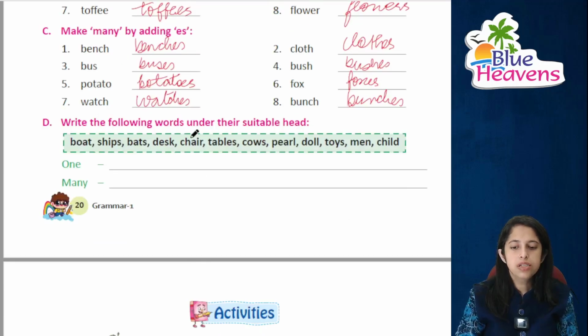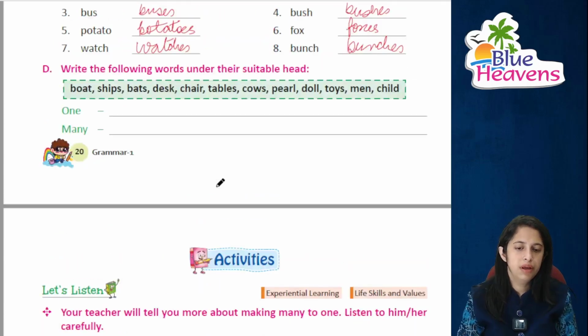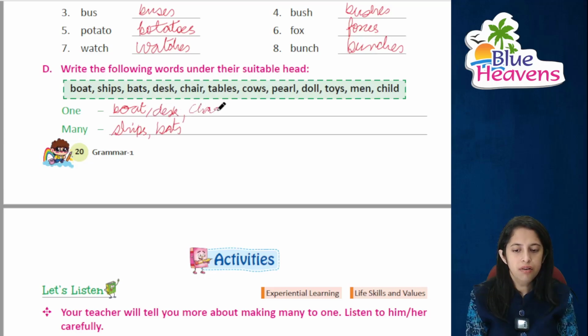Write the following words under their suitable heading. जैसे कि one और many, अब देखिए ये बहुत सारे ऑप्शंस दे रखे हैं हमें. अब देखिए boat, boat के आगे कोई s नहीं लगा है, इसलिए वो one में आएगा. Ships किस में आएगा, many में आएगा, right? Bats किस में आएगा, many में आएगा, क्योंकि वो बहुत सारी bats हैं. Desk किस में आएगा, one में आएगा. Chair भी one में आएगा, right? Tables किस में आएगा, many में आएगा, right? Cows यहाँ पे आएगा, that is many में, right?